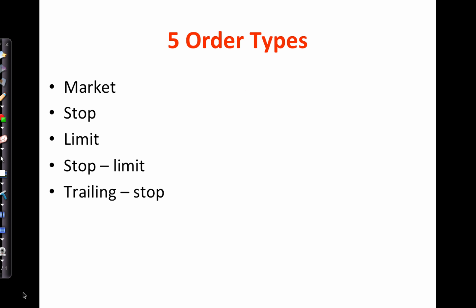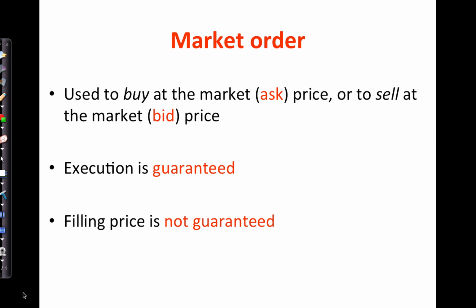So these are the 5 order types that we are going to check today. We have the market order, the stop order, the limit order, stop limit, and trailing stop. And of course there are other types of orders, but with these 5, more or less you can do whatever you want. So let's start with the first one, the market order.